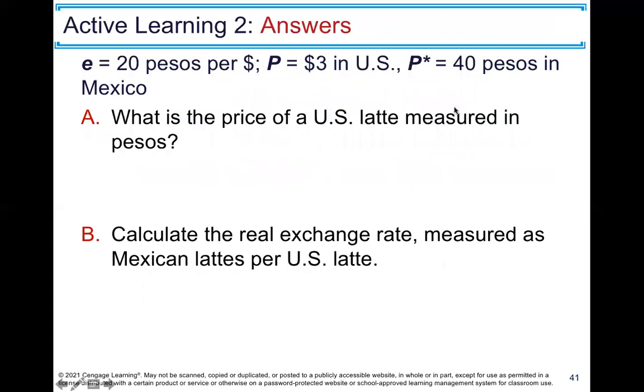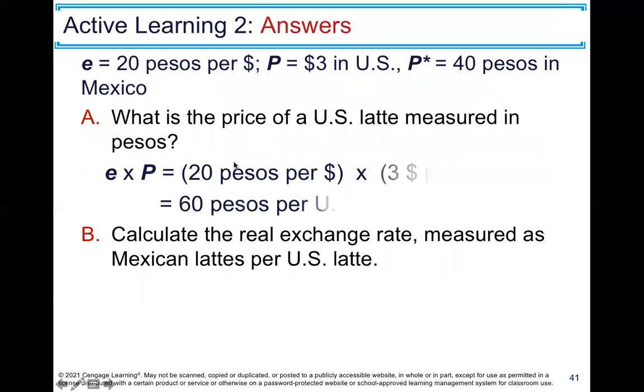What is the price of a US latte measured in pesos? Well, I just need to take the exchange rate, 20 pesos per dollar, multiply it by the price, $3 per US latte, and we get that the US latte is actually worth 60 pesos. And this is given US prices. But wait a minute, if we charge $3 per latte in the US and it's 20 pesos per dollar, that's 60 pesos. But the price in Mexico is actually 40 pesos. It's a lot cheaper than what I'm paying here in the US.